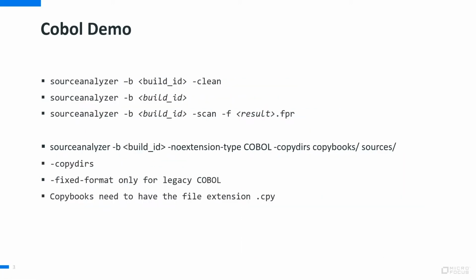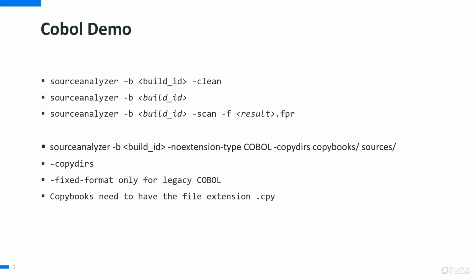Scanning Cobol is not much different from scanning any other technology. You just take your build ID, clean it, then you translate your code, and then you can scan this build ID. There are a few caveats, like with most languages, there are a few parameters specific to each language, and that is the same with Cobol. The first thing is that with a lot of Cobol projects being exported, those files do not have an ending, that is, a file extension. That is not really a critical issue.